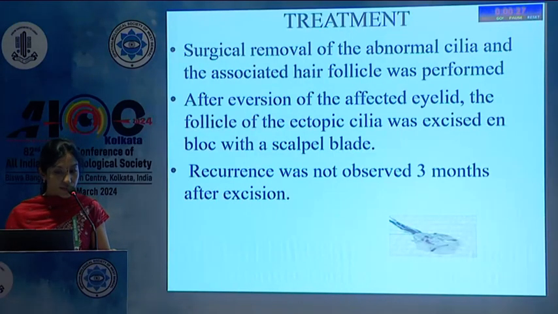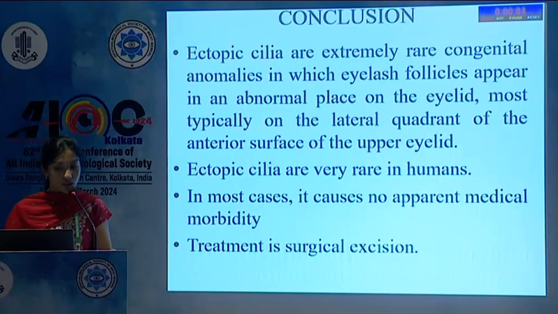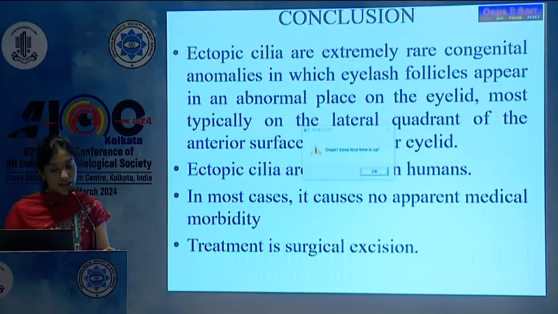Surgical removal of the abnormal cilia along with the hair follicle was performed. After eversion of the affected eyelid, the follicle of the ectopia cilia was excised en bloc with a scalpel blade. Recurrence was not observed even after 3 months of the surgery. So that is the ectopia cilia that was removed and excised. Conclusion: it is a very rare congenital anomaly in which the eyelashes grow from an abnormal place, typically in the lateral quadrant, and it is generally rare in humans. Treatment is surgical excision. Thank you.